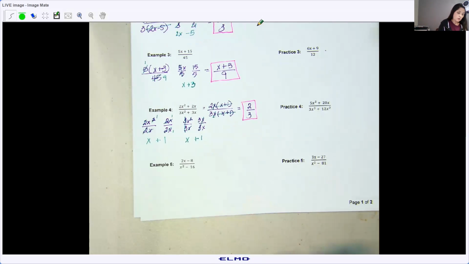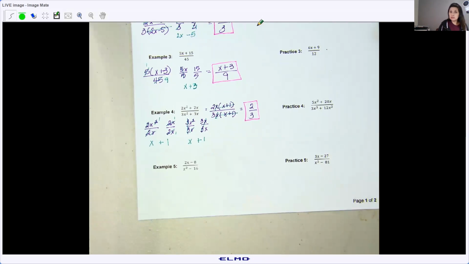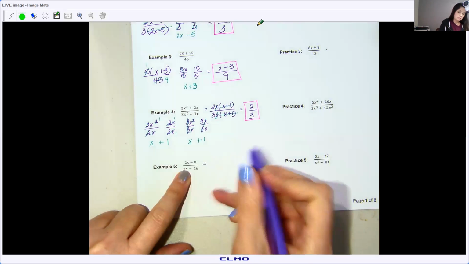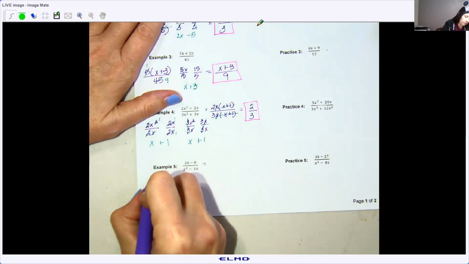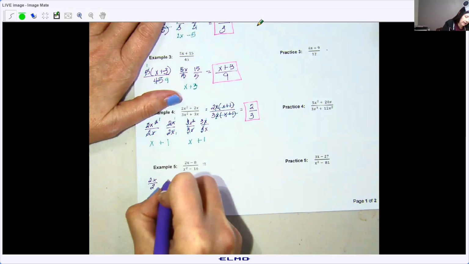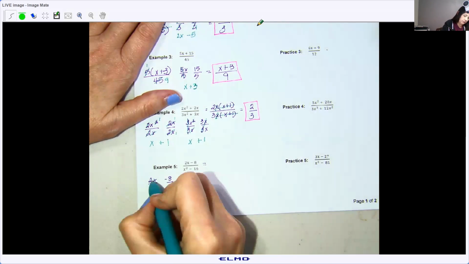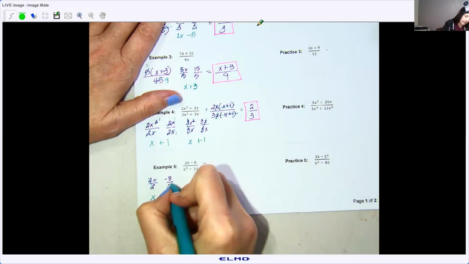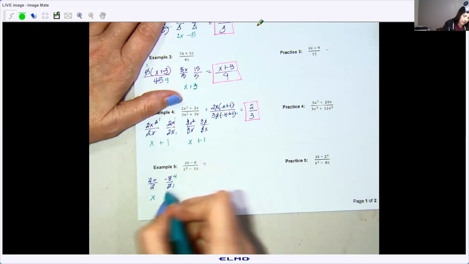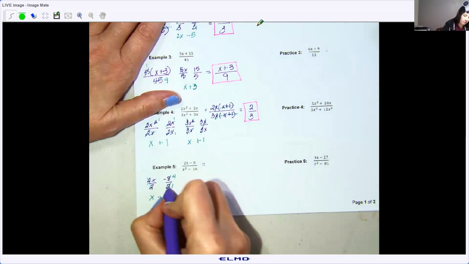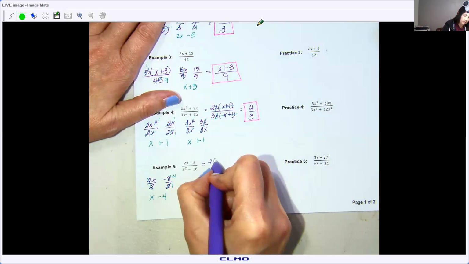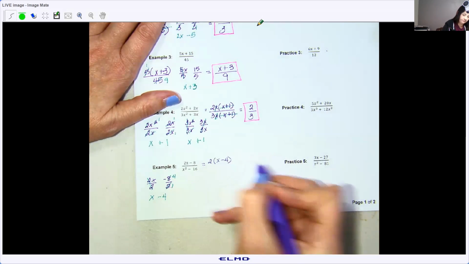All right, so in example 5, again, this is a little bit different. We can factor out 2x minus 8. The greatest common factor is 2. So 2x divided by 2 and negative 8 divided by 2. When we do that, we get rid of this and we get rid of that. So x minus 4. So when we write the numerator, our greatest common factor is 2, and then we factored it out to x minus 4.